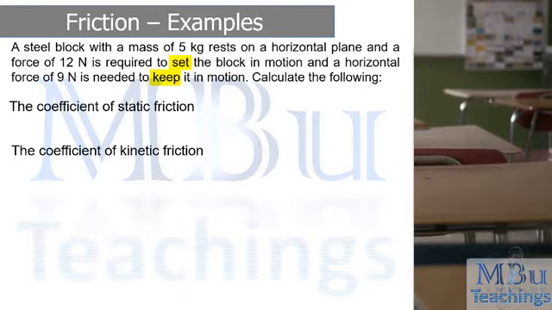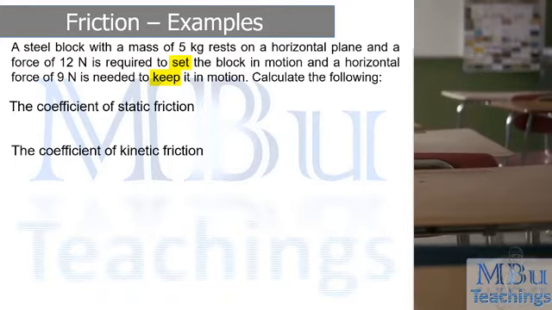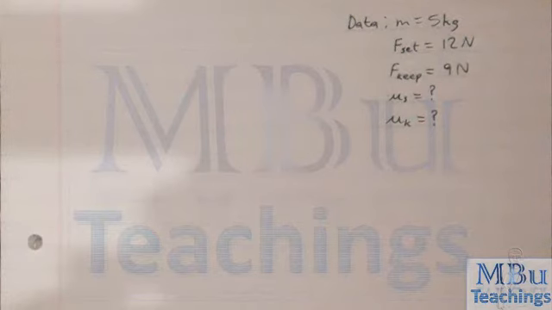Alright, so I have noted the two phrases: set and keep. Set is for static and keep is for kinetic. I'd like to show you how to find the coefficient of static and kinetic friction in this example.